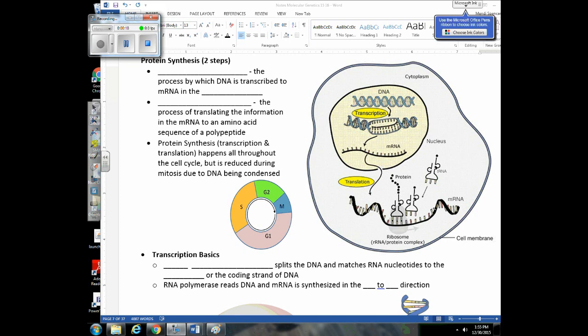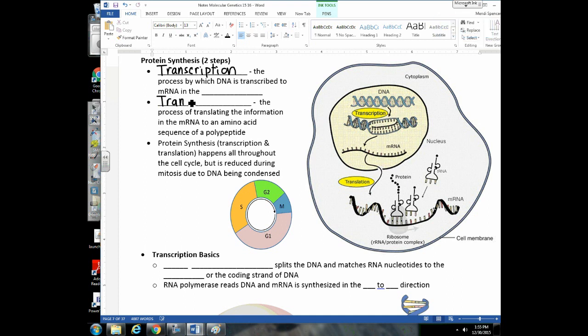Now in protein synthesis, there's two main steps. You have transcription, and the second step is translation. You need to remember that transcription happens first, translation happens second. If you don't remember which T word goes with what's happening first, then try to remember they go in alphabetical order. Transcription comes before translation. So transcription happens first in cells, and then translation happens second.